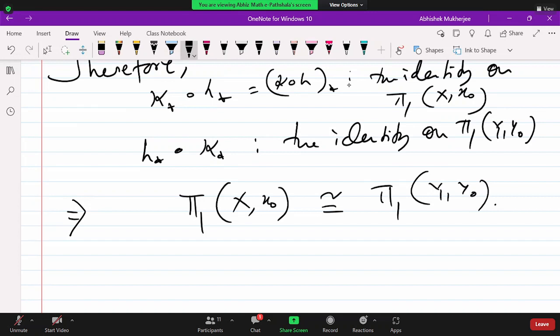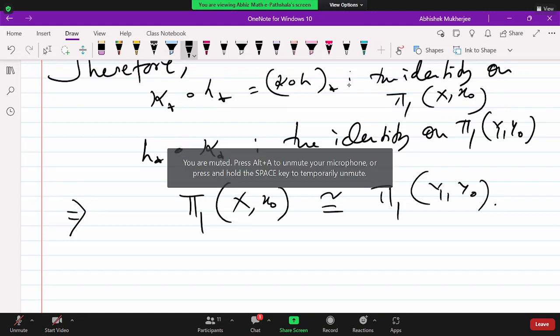Okay, so that means if two spaces are homeomorphic, and you are considering x and y to be path connected spaces, and if you choose base points, suppose x naught, which will be mapped to the image of that map, suppose it is y naught, then the fundamental groups are isomorphic with respect to that base point, right? This is a very nice observation. So if two spaces are homeomorphic, then the fundamental groups are isomorphic. Okay, great.